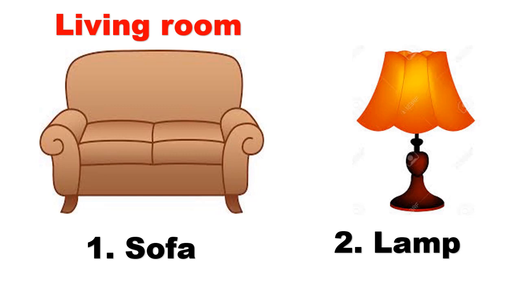We find a sofa in the living room. Number two, we have a lamp. We find the lamp in the living room. Repeat after me. Sofa. Lamp.